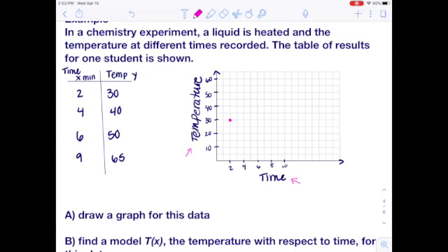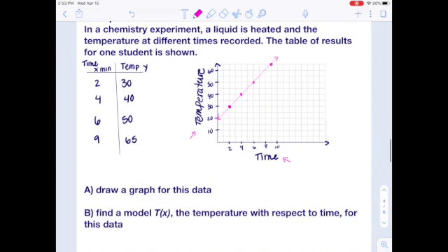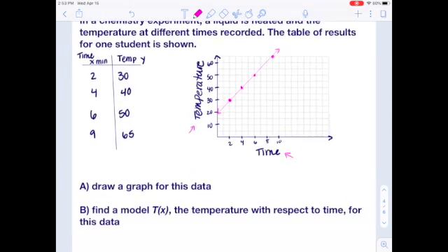So at 2 minutes, your temperature is 30 degrees. Not sure if it's degrees Fahrenheit or Celsius. At 4, you're at 40 degrees. At 6, you're up at 50 degrees. And it jumps to 9, so be careful. Up to 65. All the way to the top. All right. Now, draw your line through. There you go.